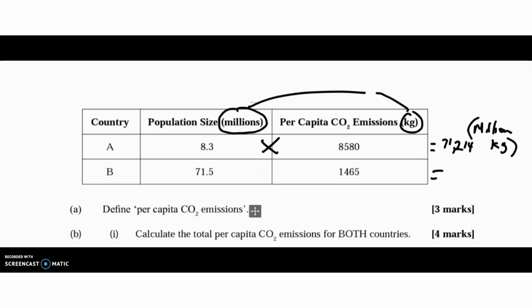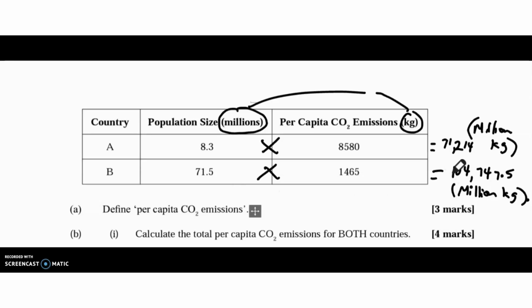Now the second one, 71.5 multiplied by 1,465. Let us see quickly. So this would actually be 104,747.5, open brackets, million kilograms. You put that in brackets for me. Make sure you put that in brackets. So I'm going to say that again. It is in fact 104,747.5 million kilograms. Make sure you put units. If you do not put your units, you will get it wrong. You understand what I'm saying?